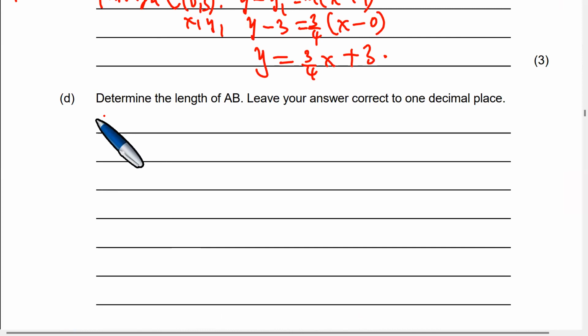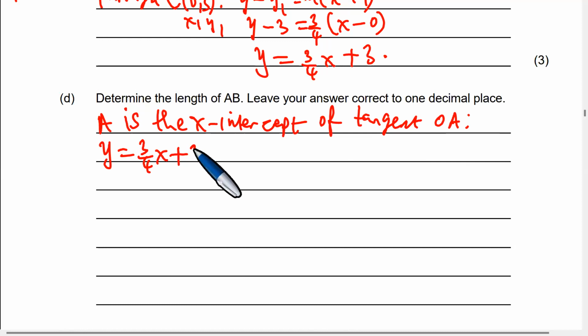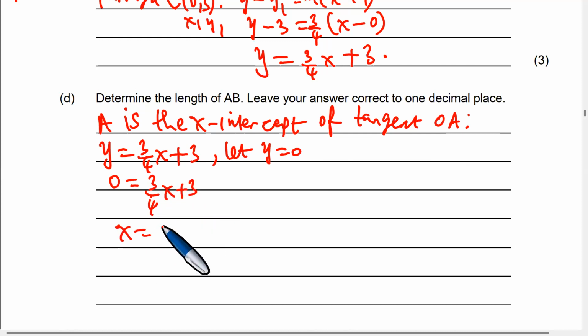Let's first find the coordinates of A. A is the x-intercept of tangent OA, y equals 3/4 x plus 3. To find the x-intercept, what do we do? We let y be equal to 0. If y is 0, you have 3/4 of x plus 3 equals 0. If you solve this, you'll get that x is -4, meaning the coordinates of A are x is -4. We start with the x and then we write the y.